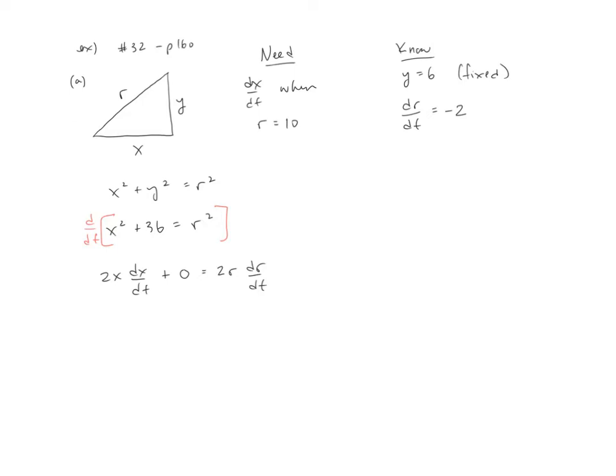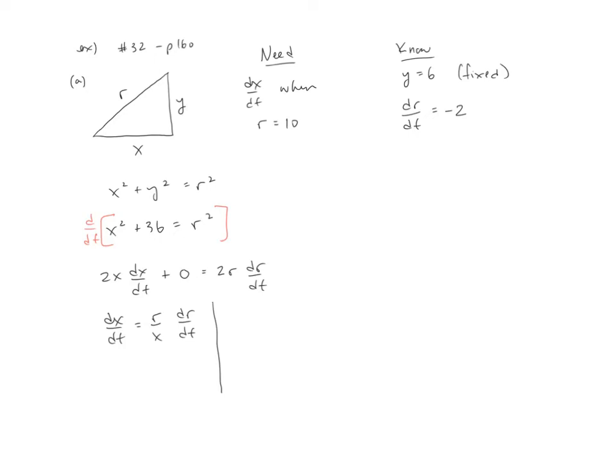dr/dt. Okay? So, again, what am I looking for? I need dx/dt. So I'm going to solve this for dx/dt. When all said and done, dx/dt equals r over x times dr/dt. And now I would need to evaluate. And so in order to evaluate, it's clear that I'm going to need an r, an x, and a dr/dt. Well, a couple of those we already know.